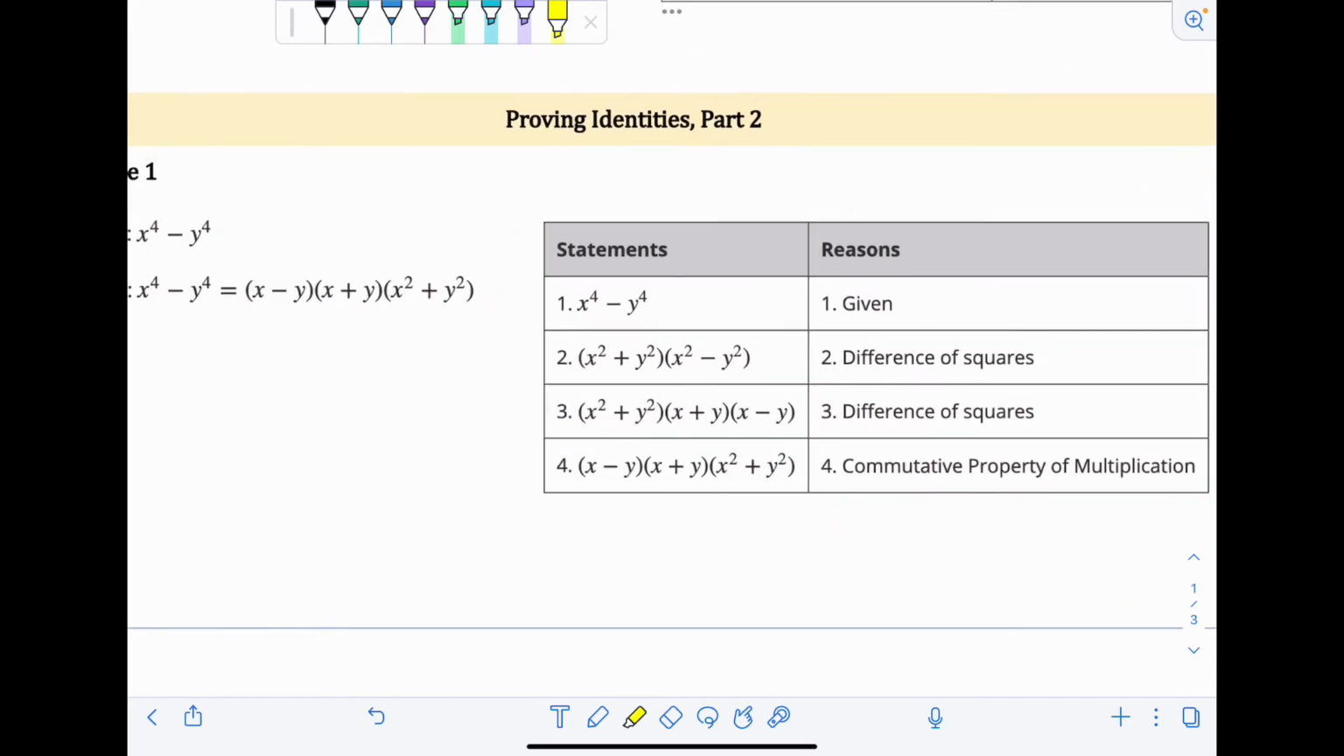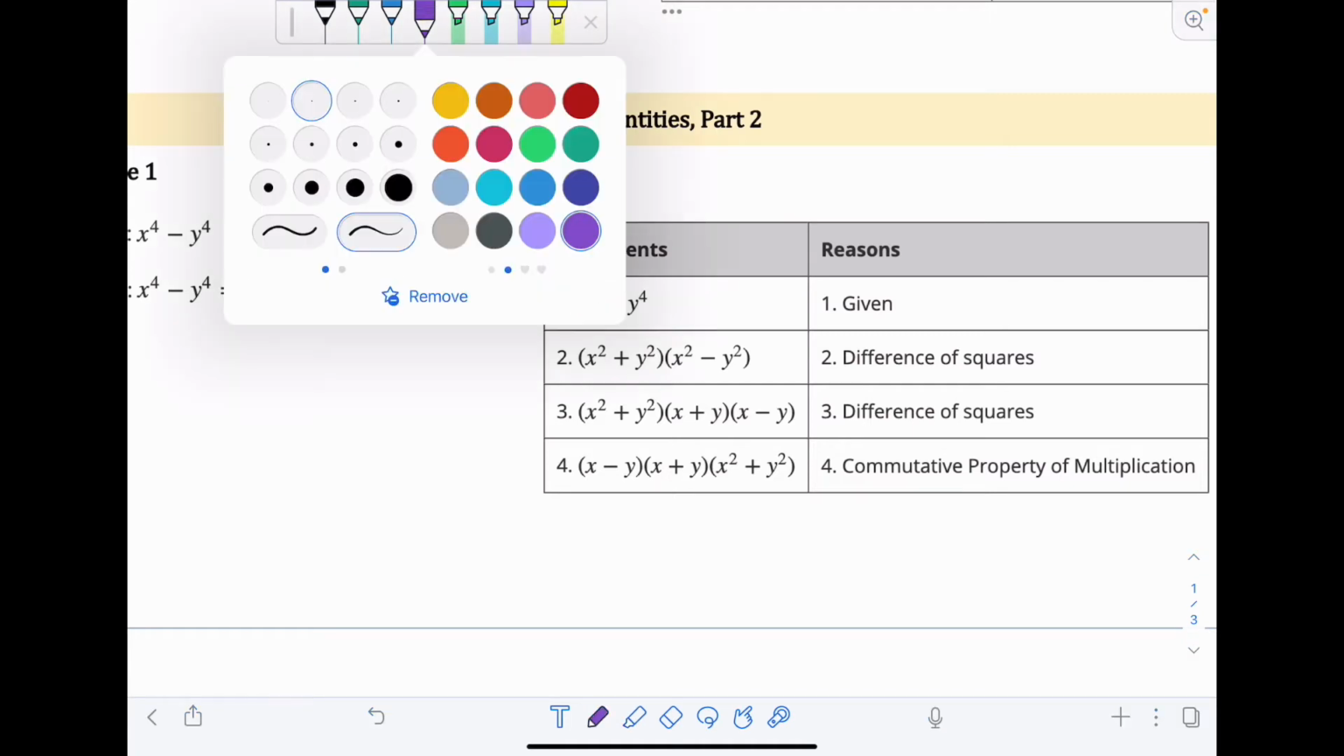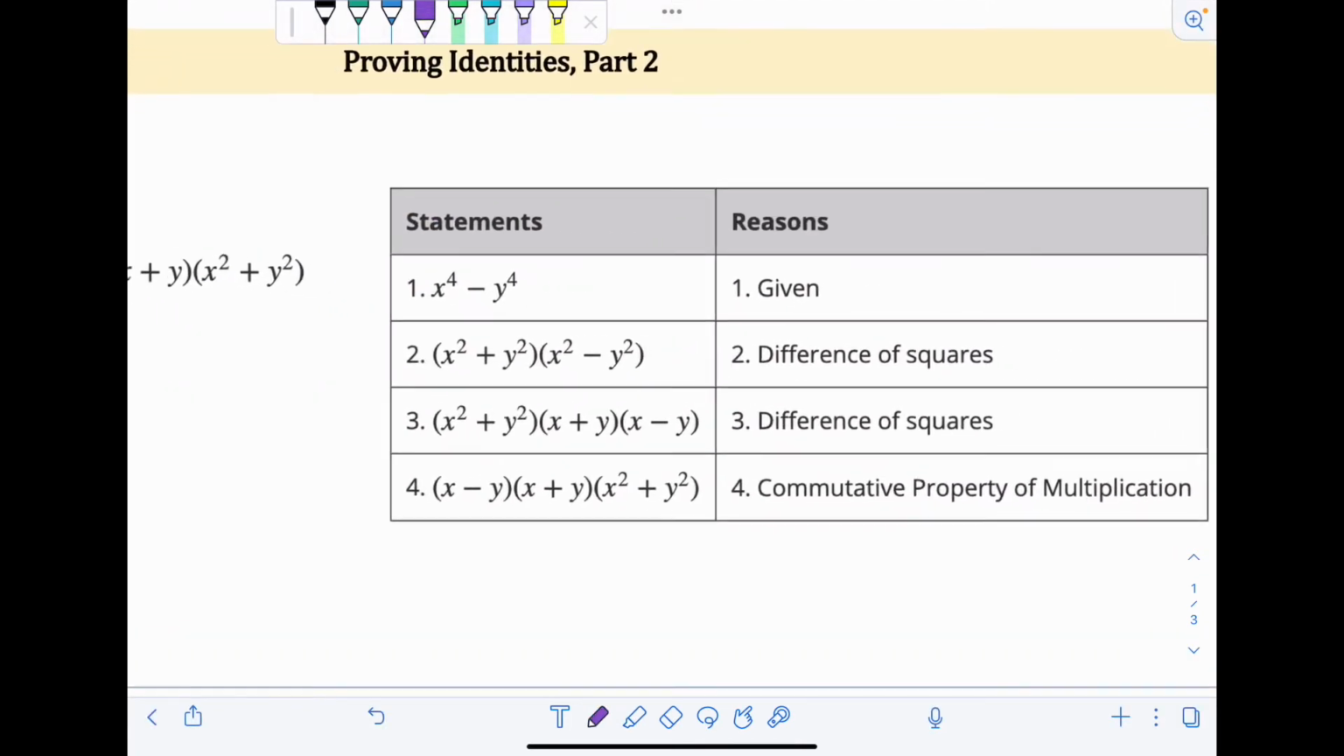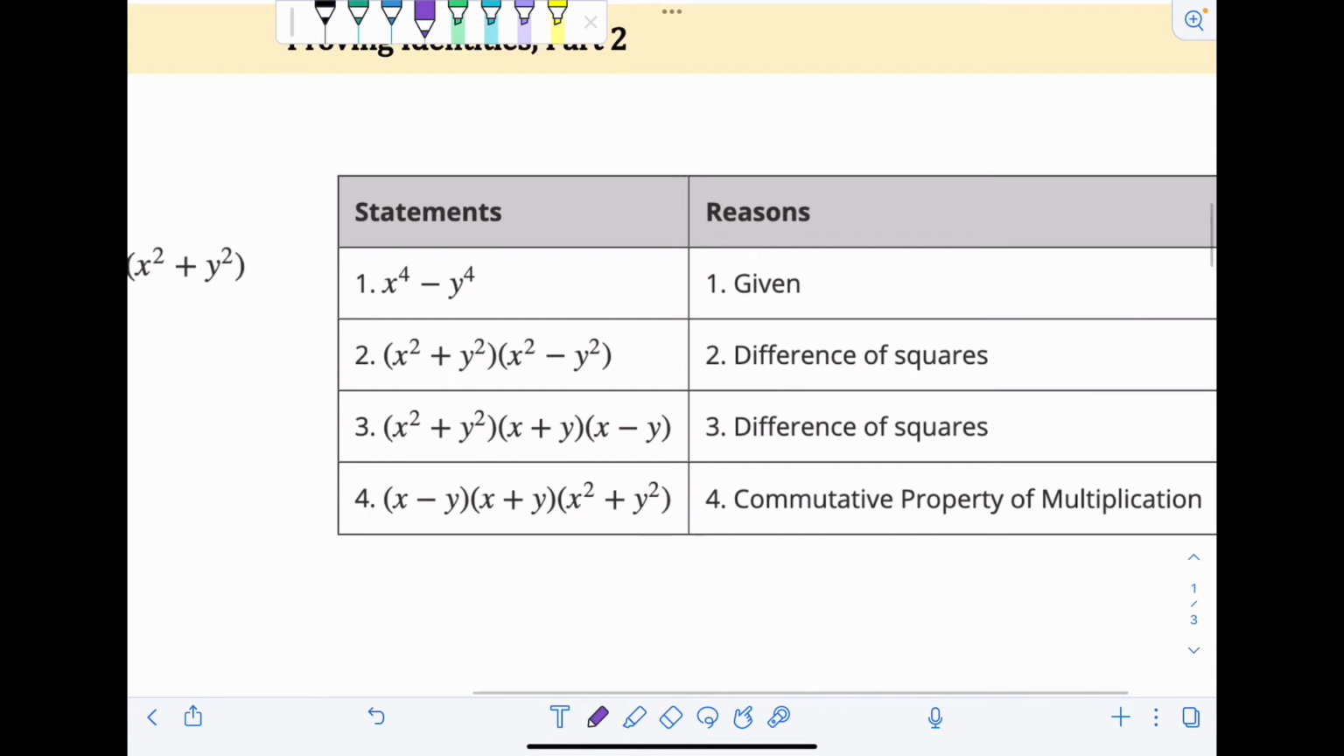Okay, so statement number 1, x to the fourth minus y to the fourth, that is given. And then we are going to factor that using the difference of squares. So I'm going to add a little bit inside here. So this is the quantity that's being squared, x squared, squared.